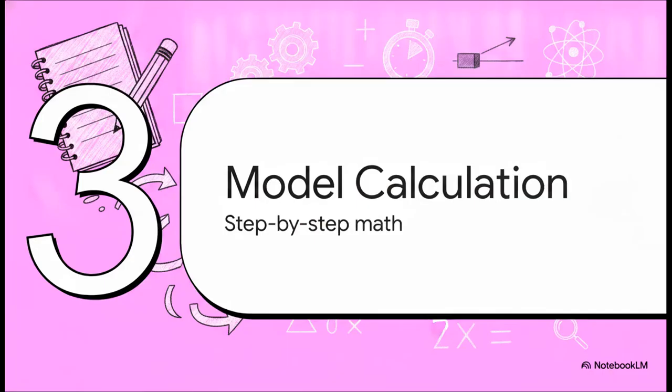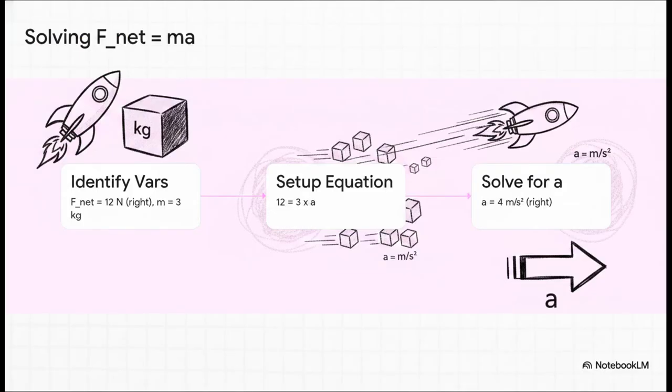All right, Section 3, Modeling the Calculation. Step-by-step math. Let's get into the mechanics of this. Let's actually bring this equation to life right now and model a calculation together. Seriously, grab your notebooks for this one. Step 1, we identify our variables. Say our net force, or F net, is 12 newtons, and notice that right pointing arrow. That gives us our direction. Our mass, m, is 3 kilograms.